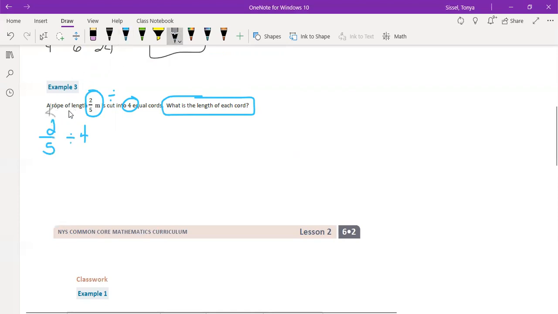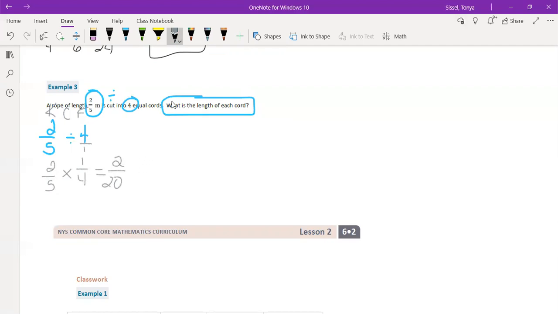Keep, change, flip. So we keep this one, it's 2/5. Change this, it's now multiply. And then we flip over and we get 1/4. 2 times 1 is 2. 5 times 4 is 20.